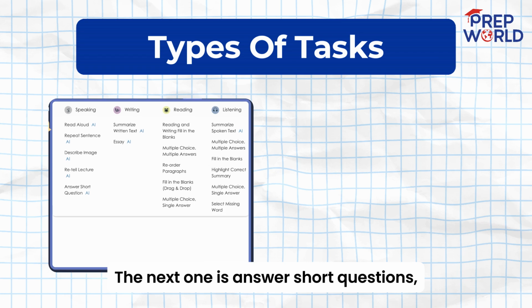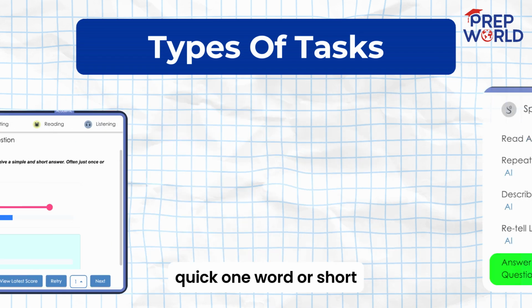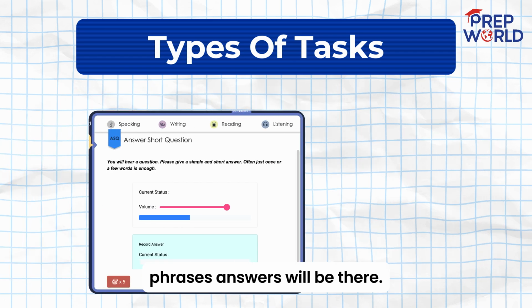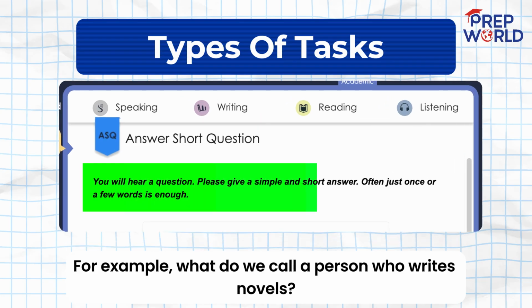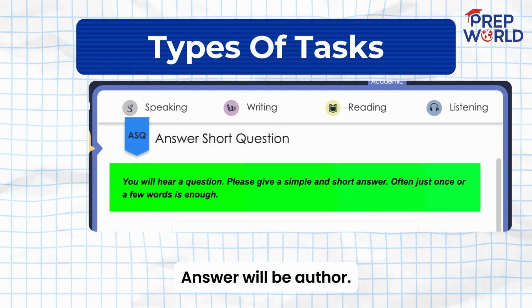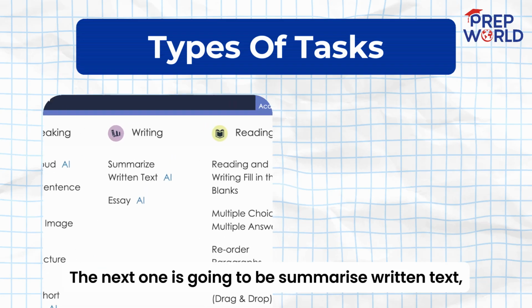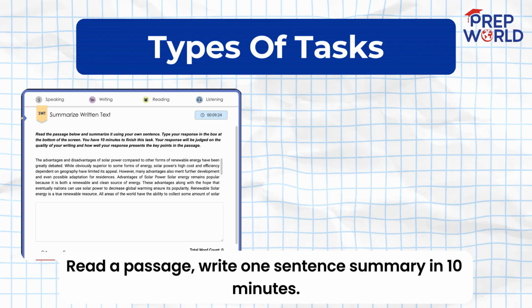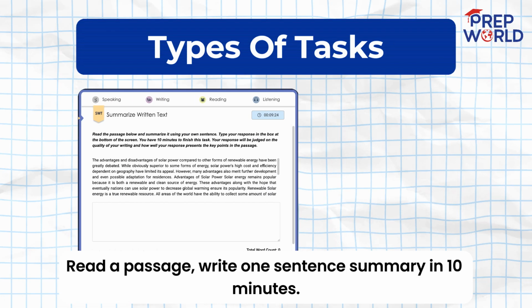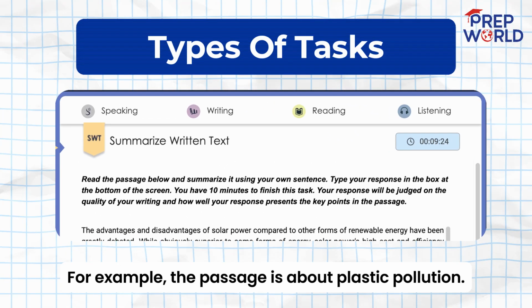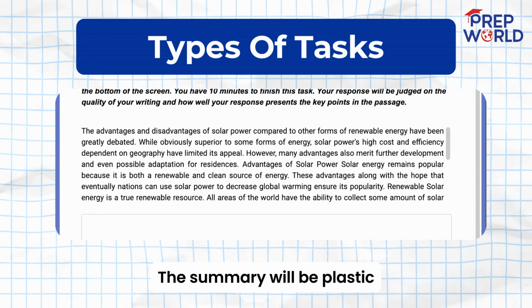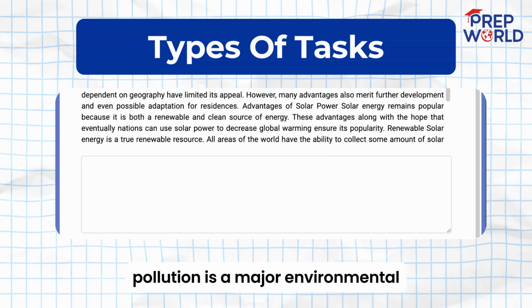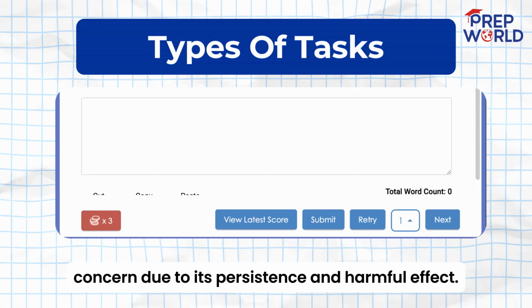The next one is answer short questions. Quick one-word or short phrase answers will be there. For example, what do we call a person who writes novels? The answer will be author. The next one is going to be summarize written text. Read a passage, write a one sentence summary in 10 minutes. For example, the passage is about plastic pollution. The summary will be: plastic pollution is a major environmental concern due to its persistence and harmful effects.